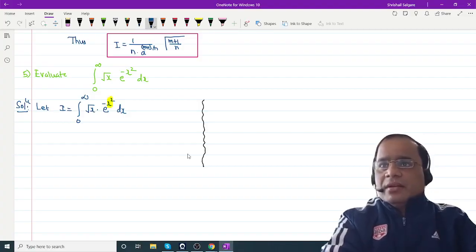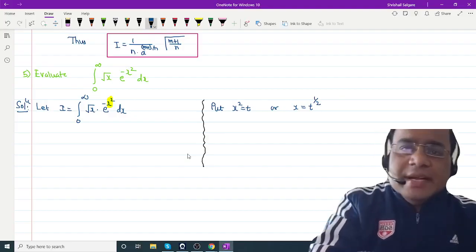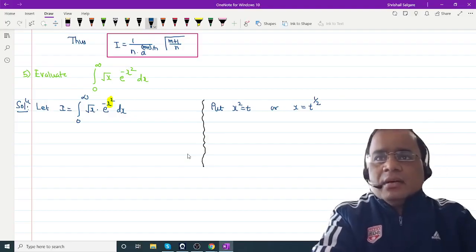Yes, very good. Put x square equal to t. If x square is equal to t, then what is x? t raised to 1 by 2. So what I did here, both sides I am taking the square root. Now differentiate this. dx is equal to 1 by 2 into t raised to 1 half minus 1, what will it come? Minus 1 half dt.